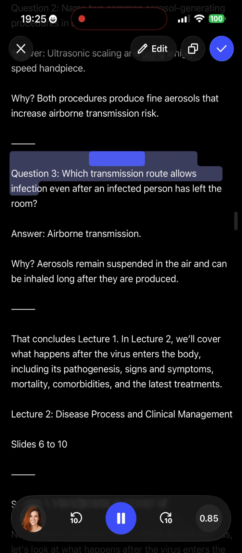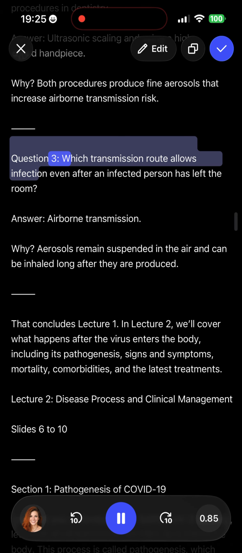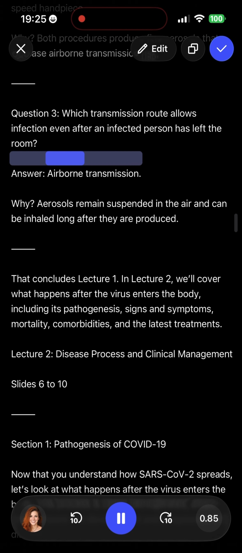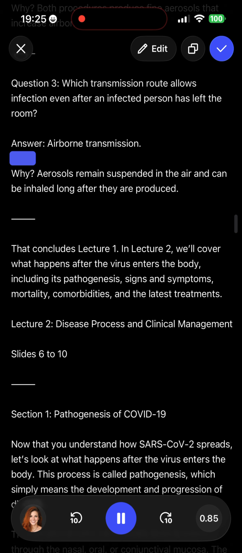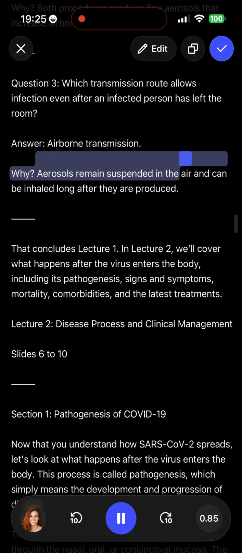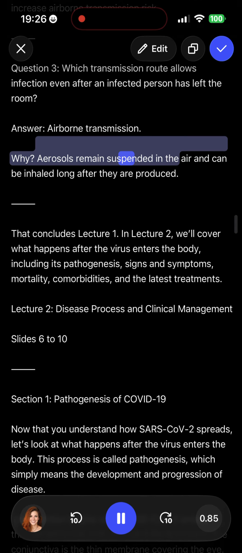Question 3. Which transmission route allows infection even after an infected person has left the room? Answer: airborne transmission. Why? Aerosols remain suspended in the air and can be inhaled long after they are produced.